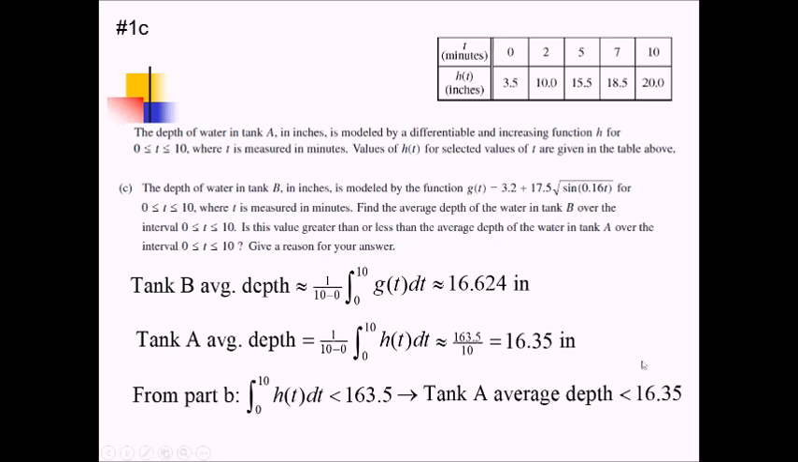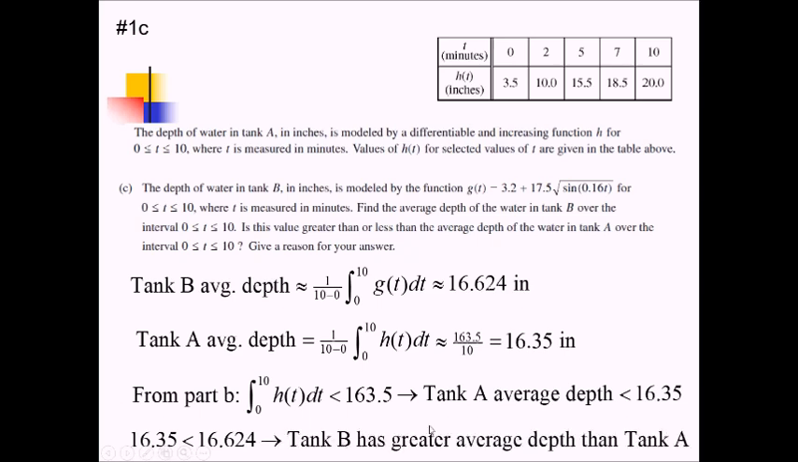16.35 itself is less than 16.624. So the over-approximation for A, even though it's an over-approximation, still doesn't even beat out what we had for tank B. So based off of this, we can conclude beyond any shadow of a doubt now that tank B has a greater average depth than tank A.